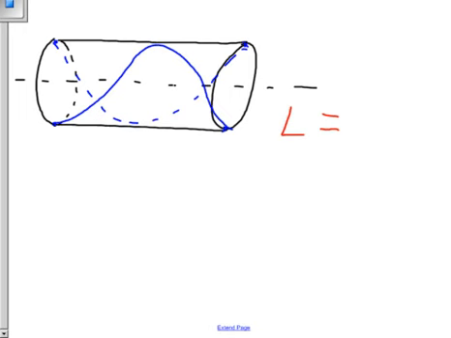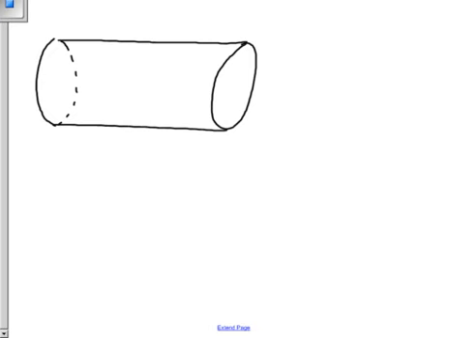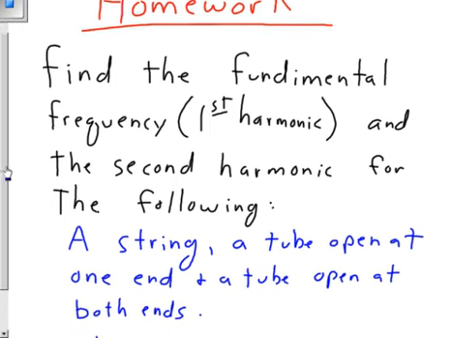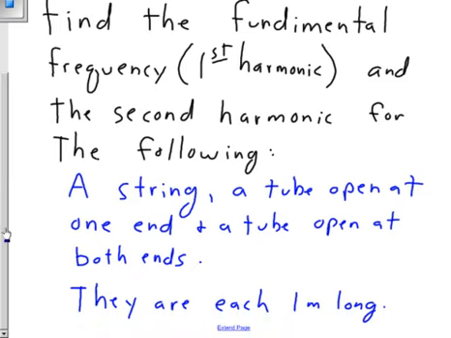But let's skip right on down to your homework. So here's your homework. I want you to find the fundamental frequency, which is the first harmonic, and the second harmonic for the following situations. A string, a tube open at one end, and a tube open at both ends. I'm giving you the length now. The length of each one of those is 1 meter long. So for a 1 meter string, find the first and second harmonic for a 1 meter tube open at one end and a 1 meter tube open at both ends.